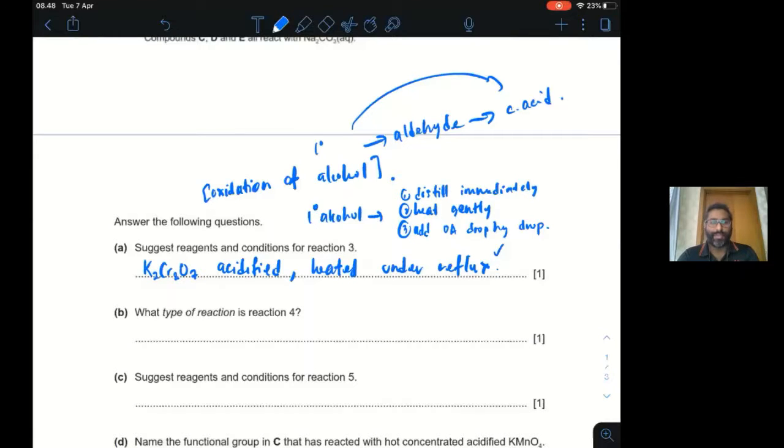It means 3 necessary steps that you need to follow to get aldehyde. If you don't follow this, you are going to get carboxylic acid. Okay, this one is additional knowledge.